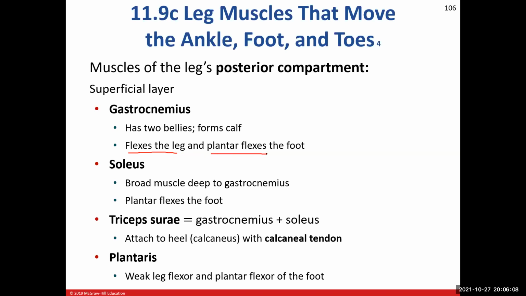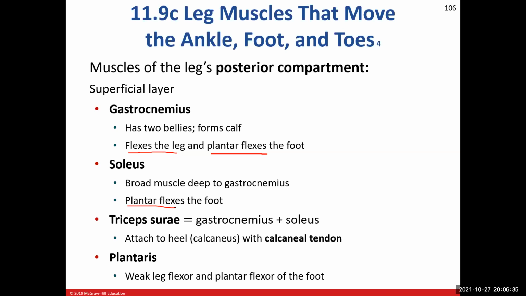Gastrocnemius is the more explosive muscle. So if you do a lot of jumping, explosive movements, right, you're going to be using your gastrocnemius muscle quite a bit. Now for day-to-day, like walking around, you're going to use soleus. This muscle is deep to gastrocnemius. All right. It also will plantar flex the foot. It won't be as well defined, all right, because it's a smaller muscle.